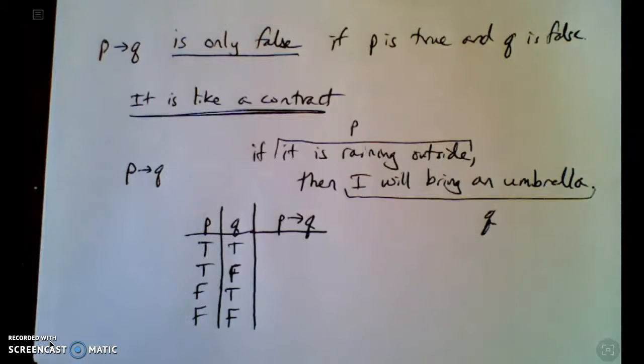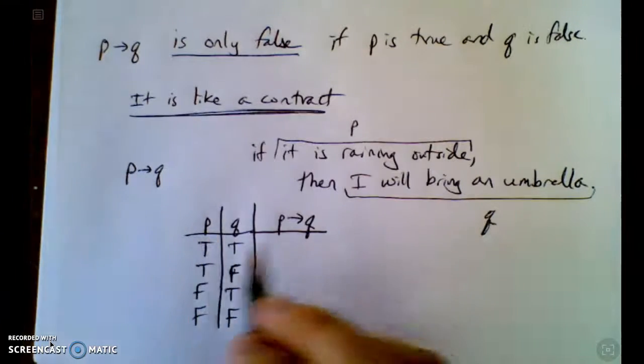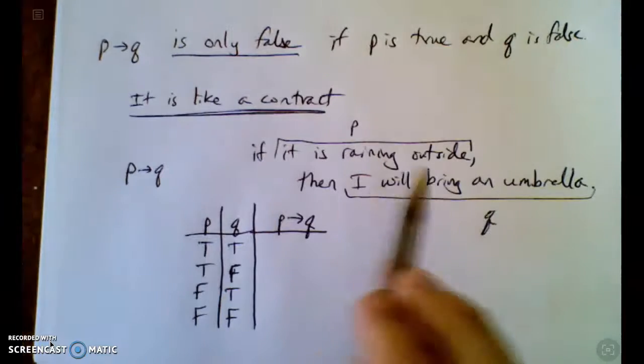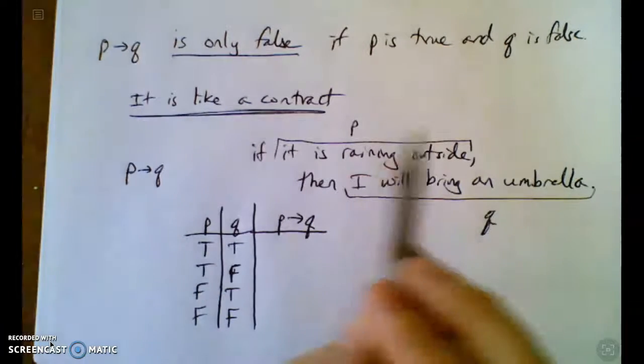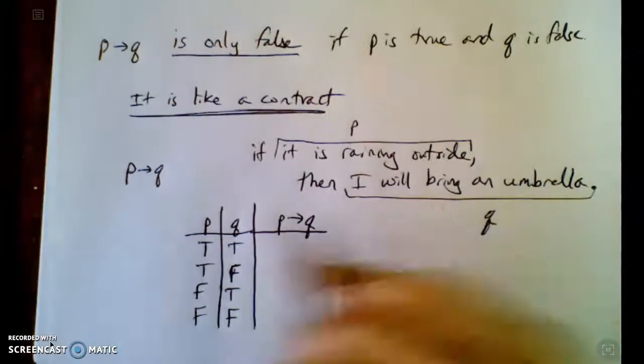All right. So let's look at this situation and think of it as a contract. Basically, if I say if it is raining outside, then I will bring an umbrella. I'm making like a guarantee. This is my word, and my word is bond. Okay? So think about it.